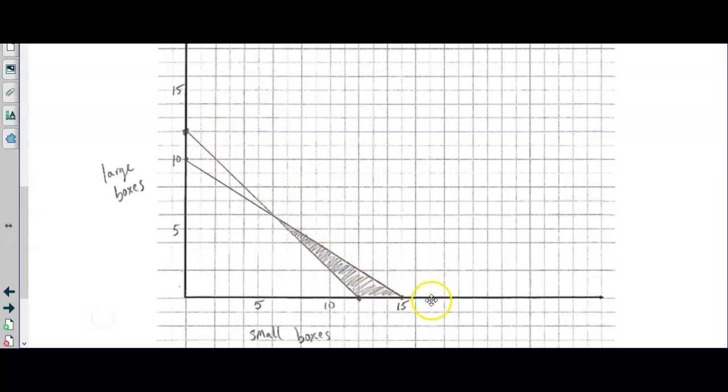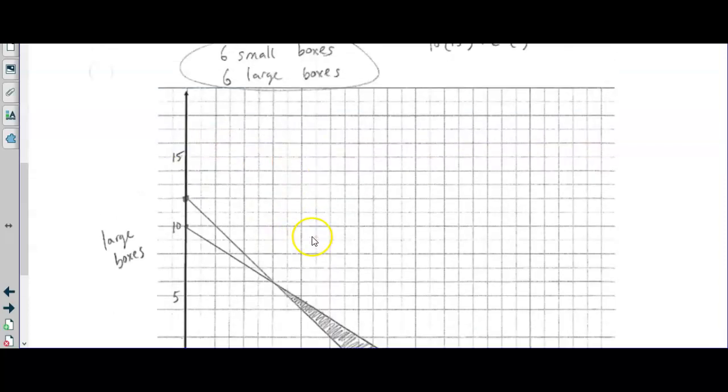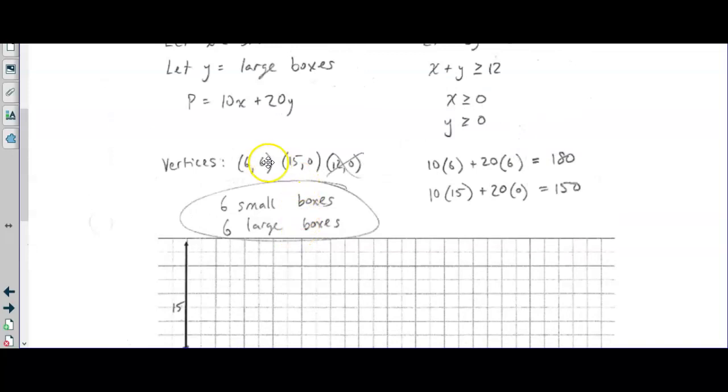There are 3 vertices to this section. There's 15, 0, there's 12, 0, and there's this point at 6, 6. One of those 3 points will be the best profit. Now, if you think about this, it's impossible for 12, 0 to be the best profit, because whatever that profit is, it's going to be higher over here at 15. So I don't have to test 12, 0 because I know just moving horizontally that 15, 0 is going to be better. Likewise, if I had this section shaded, I would never have to test the lower y-intercept. I could just test the higher one, right? But I do have to test 6, 6 because that's a potential best profit. So I have two vertices to test.